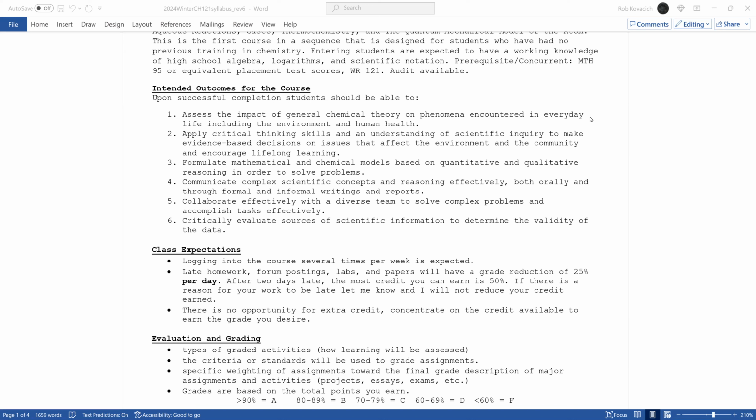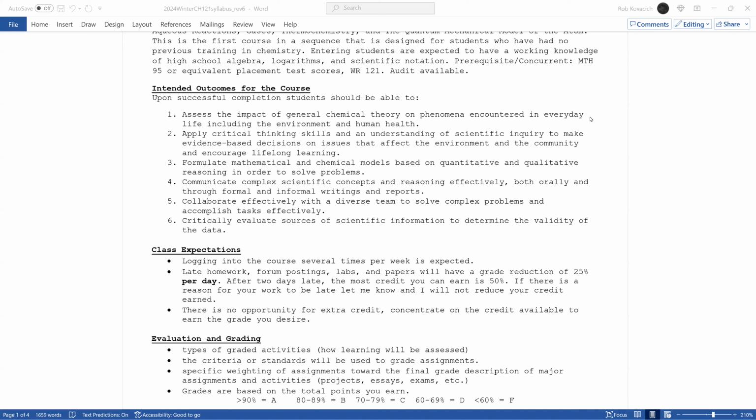All right. Communicate complex scientific concepts and reasoning effectively, both orally and through formal written reports. So you're going to be creating lab reports after you do your labs, taking photographs of those labs, and then you're going to be submitting those labs showing me exactly what it was you did and how you got the results that you did. The results that you come up with need to be data driven. So you need to be able to show that the reason that you gave this answer to this problem is because you have this data during your laboratory.